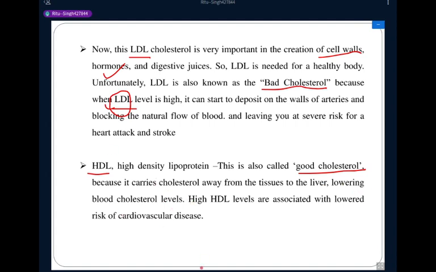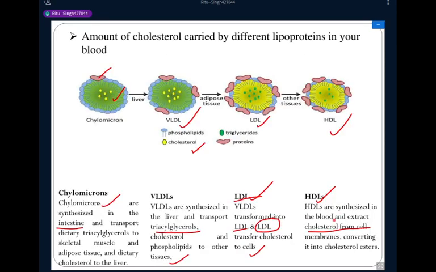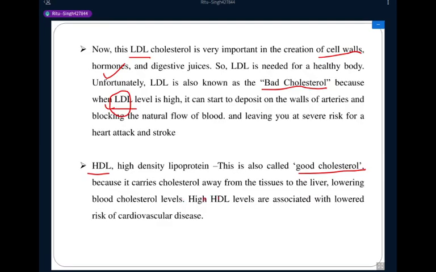The main function of HDL: high density lipoproteins are synthesized in the blood and extract cholesterol from the cell membrane. So the concentration of cholesterol in the cell membrane decreases, because the increased amount of cholesterol is extracted from these cells with the help of HDL. HDL helps to convert this extra cholesterol into cholesterol ester. So HDL is called good cholesterol because it carries cholesterol away from the tissue to the liver and lowers blood cholesterol level.